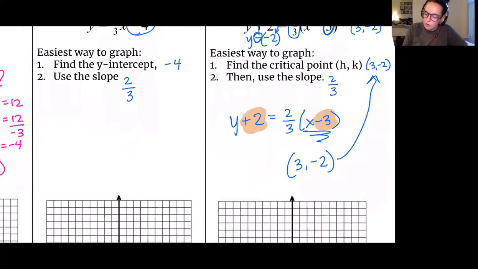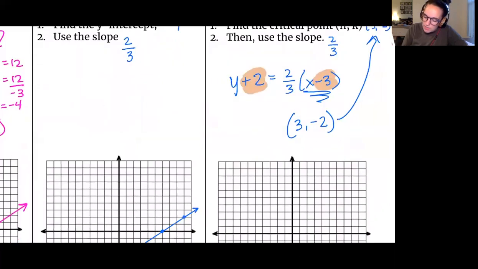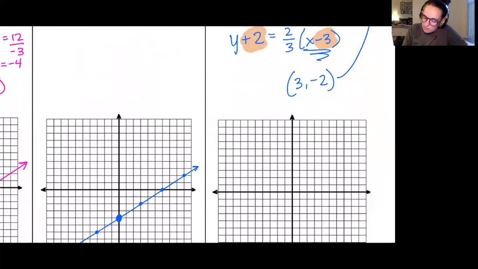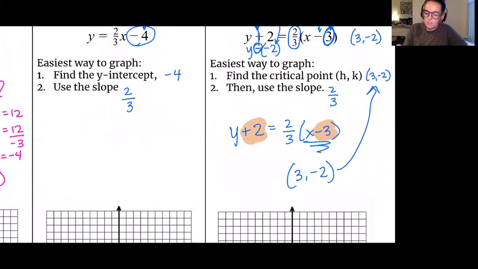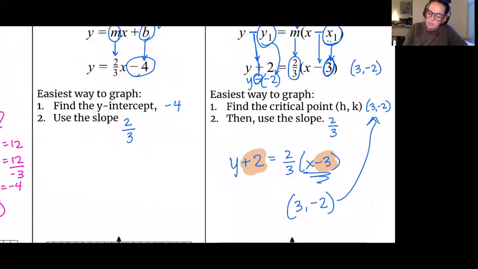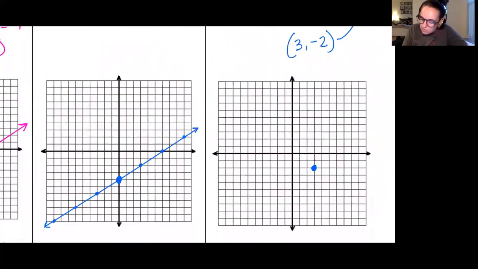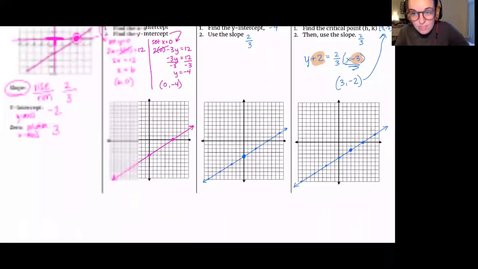So what we do is we go to this critical point, which is 3, -2. 1, 2, 3, -2, right here. And then we use the slope from the formula, which is located in the same location, right here, 2/3. So I'm going to go up 2, over 3. Same backwards as well. And then draw a line through it, like so. I'm going to put an arrow. You might notice we graphed the same line 3 times.